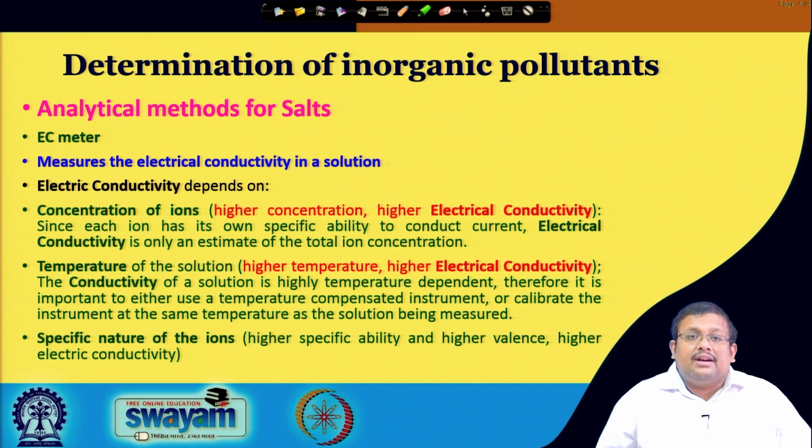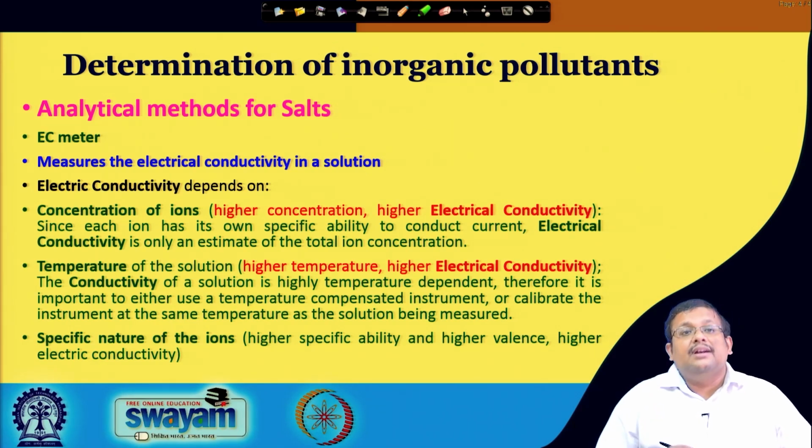Now, the second important factor is the temperature of the solution. Remember that the higher the temperature, the higher the electrical conductivity. The conductivity of a solution is highly temperature dependent, remember. Therefore, it is important to either use a temperature compensating instrument which can automatically calculate the changes in temperature and compensate the reading, or calibrate the instrument at the same temperature as the solution being measured. So, there are several ways to take care of this temperature variation.